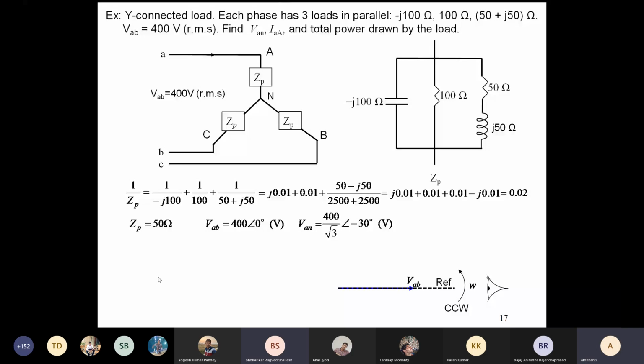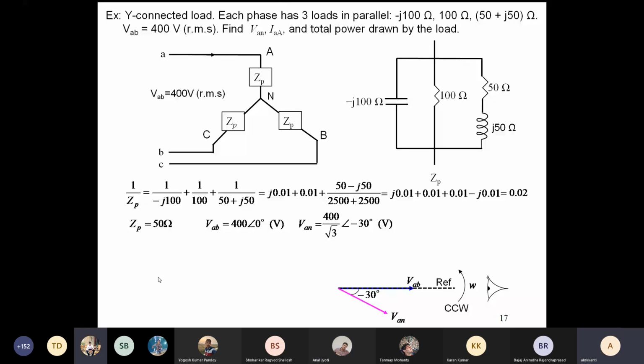So where is VAN? Minus 30. So where is the phasor? Minus 30 degree, so from the reference, minus 30 clockwise, in the fourth quadrant below the reference. See my earlier thing. Here I have aligned the VAB, the line voltage, along the reference. So then you have to give the phase voltage appropriately.